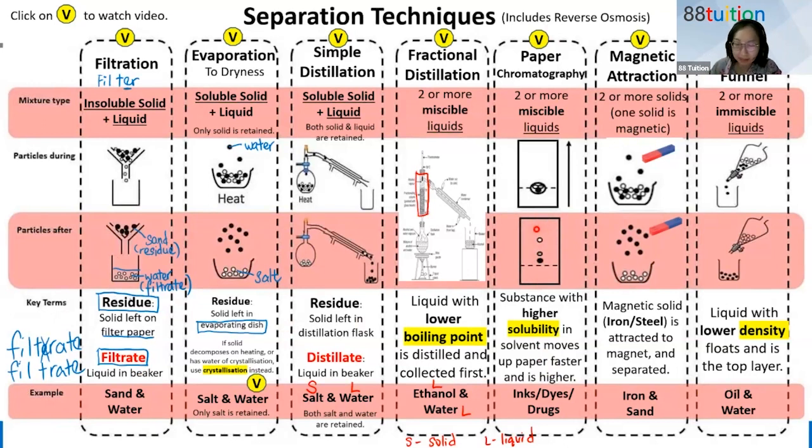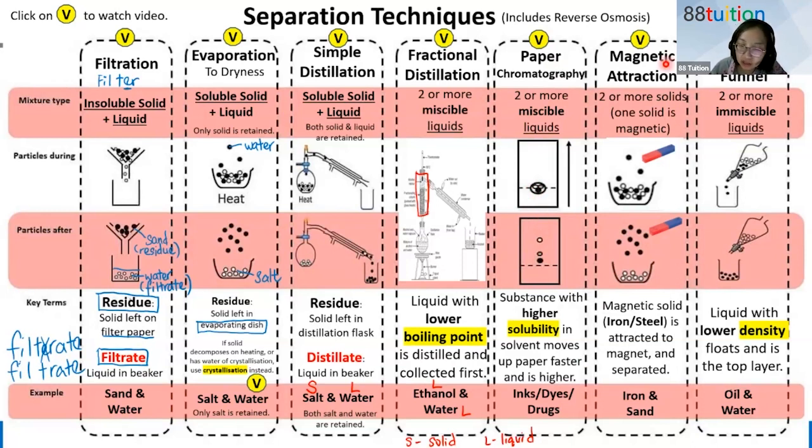Okay, we will take a look at some examples. If you want to separate ink, or colored dyes, or drugs, you use paper chromatography. This spot, this chemical, is on top, which means it is more soluble in the solvent. This one is at the bottom, which means it is less soluble in the solvent. If you are more soluble in the solvent, you will go faster.